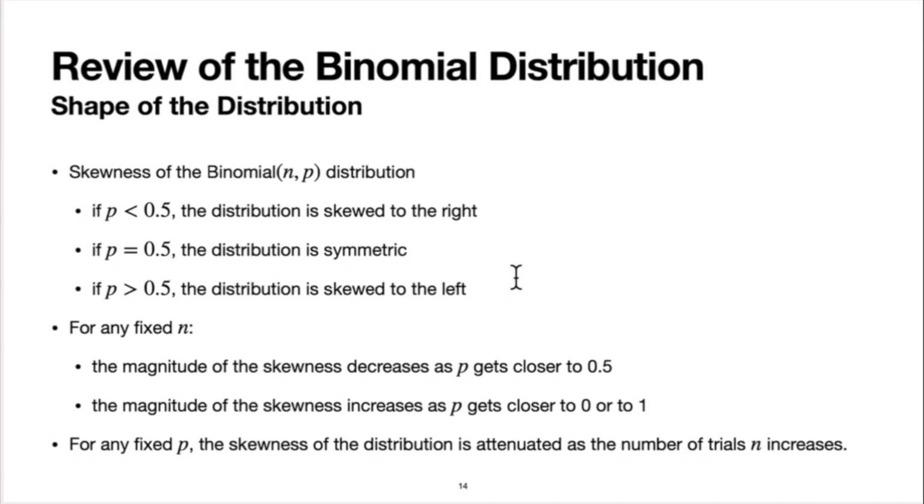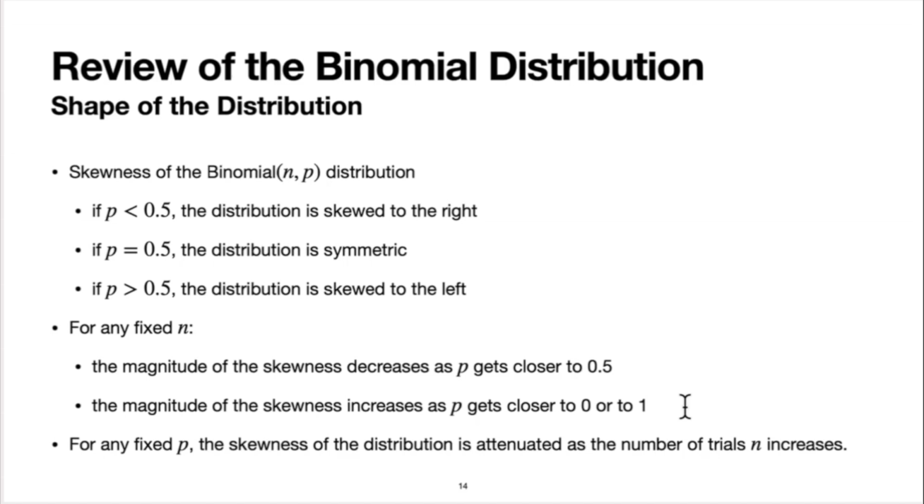Continuing on with that thought, for a fixed value of n, a fixed number of trials, how does the magnitude of the skewness depend on p? Well, the magnitude of the skewness decreases as p gets closer to 0.5. In other words, the skewness coefficient, whether it's positive or negative, is going to get closer and closer to 0 as p gets closer and closer to 1/2. And as p moves further away from 0.5, if p gets closer and closer to 0 or closer and closer to 1, then the magnitude of the skewness is going to increase.